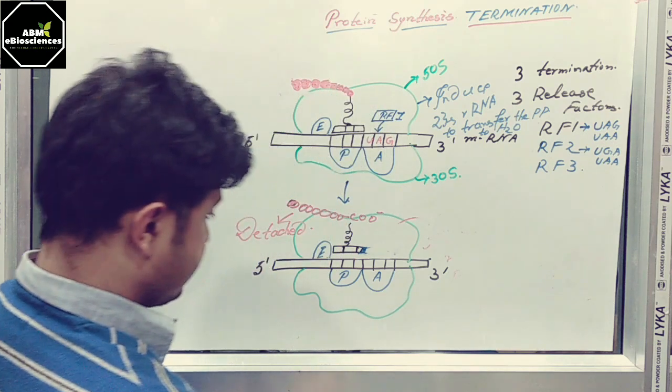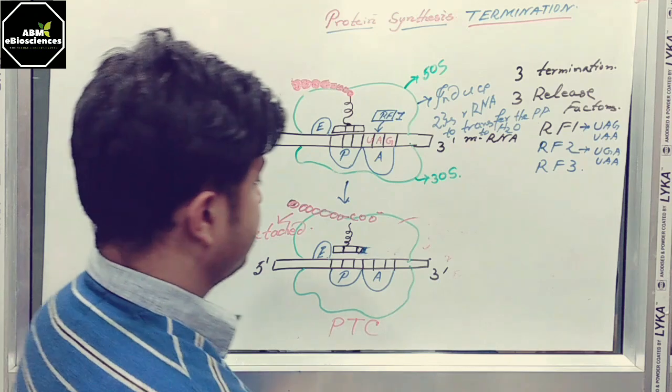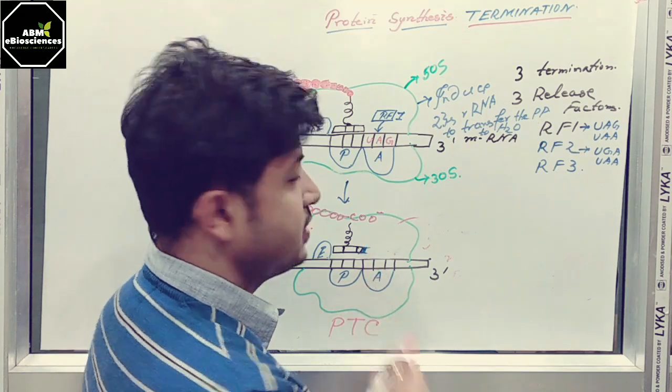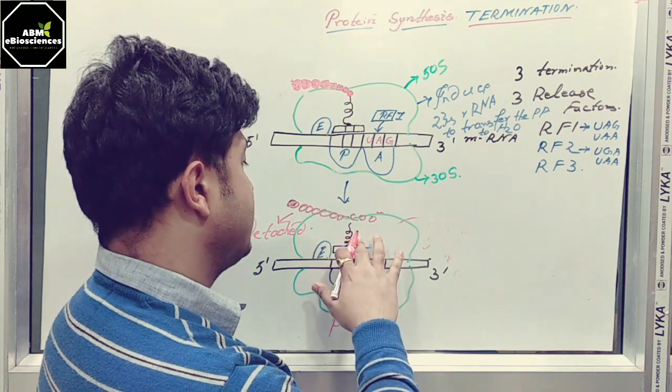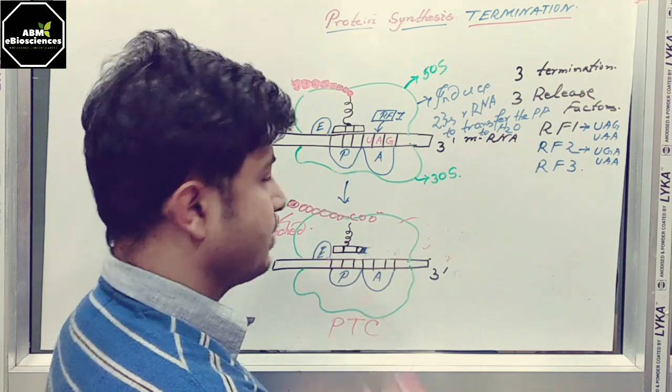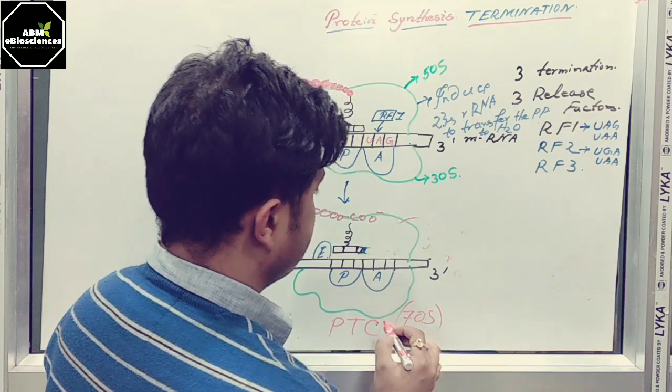So when the post-termination complex, PTC, is formed, there is the A site which is empty now, and the P site where the tRNA is bound, and there is the E site and there is a 70S complex. The total thing is the 70S complex.